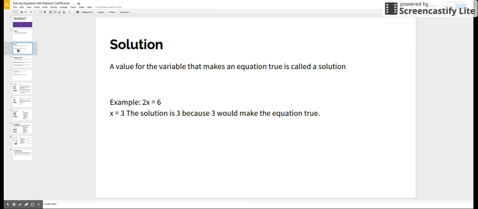So let's start off with what a solution is. A solution is a value for the variable that makes an equation true. For example, here I have 2x equals 6. Well, you can just look at that and know that 2 times 3 equals 6. So your solution is 3 because 3 would make the equation true.